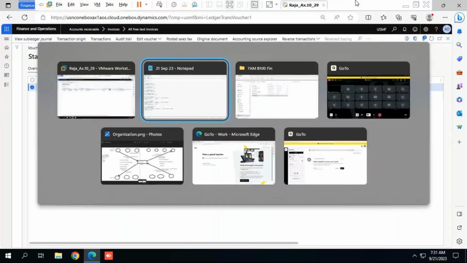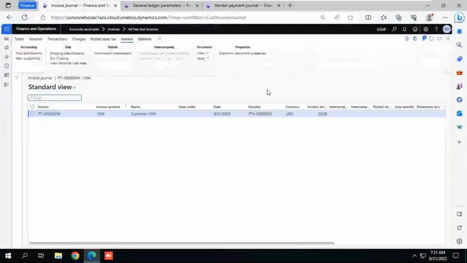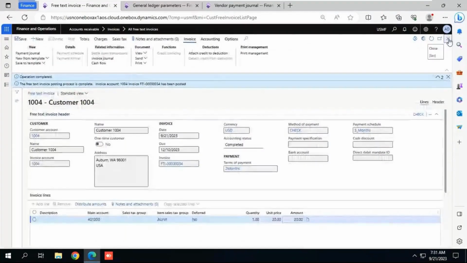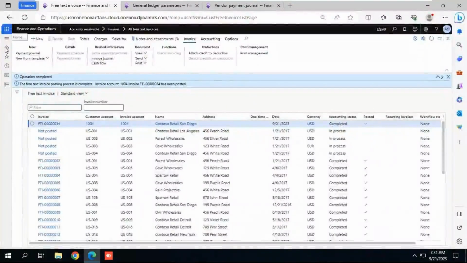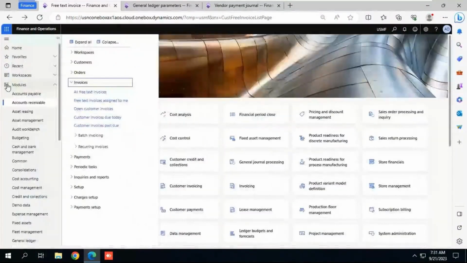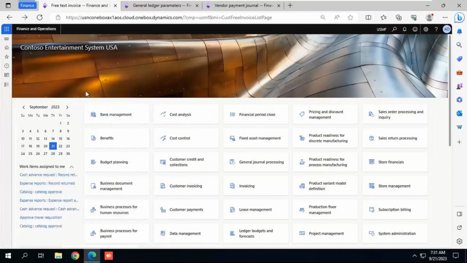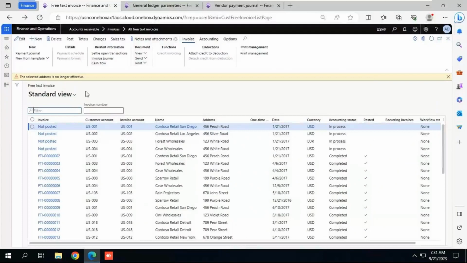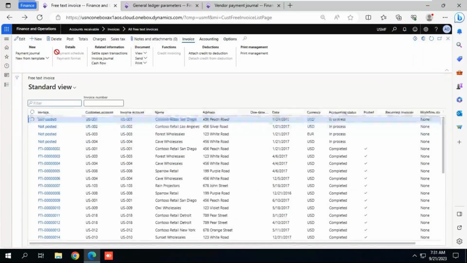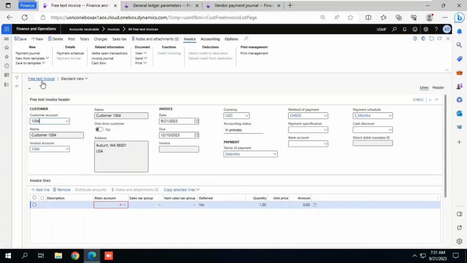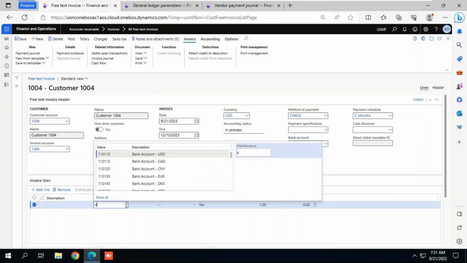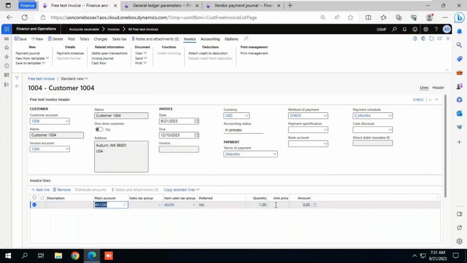Let me show you once again this pretext invoice, how to do it. Accounts receivable module, collapse all, invoices, all pretext invoices. This is a warning message. You can leave it, no problem. Click on new. Select the customer from the drop down. Any customer is fine. And select the main account. This is a revenue account. You can enter the price, $12, suppose. Now you can click on post button. Click OK.